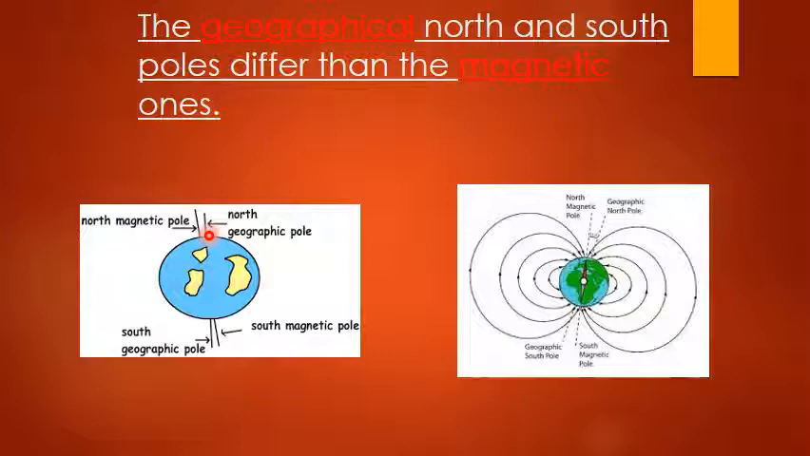But the problem is it's a little bit tilted compared to the actual north and south pole of the Earth. So if this is the north and south pole, which we call the geographical north and south pole of the Earth, the north and south pole of the magnet is a little bit tilted to the left. Okay, so the geographical north and south poles differ from the magnetic ones, but not by a very big difference. It's just a slight difference, as you can see. So this is the North and South Pole, which is in a straight line, and the magnetic North and South Pole is a little bit tilted from the geographical North and South.